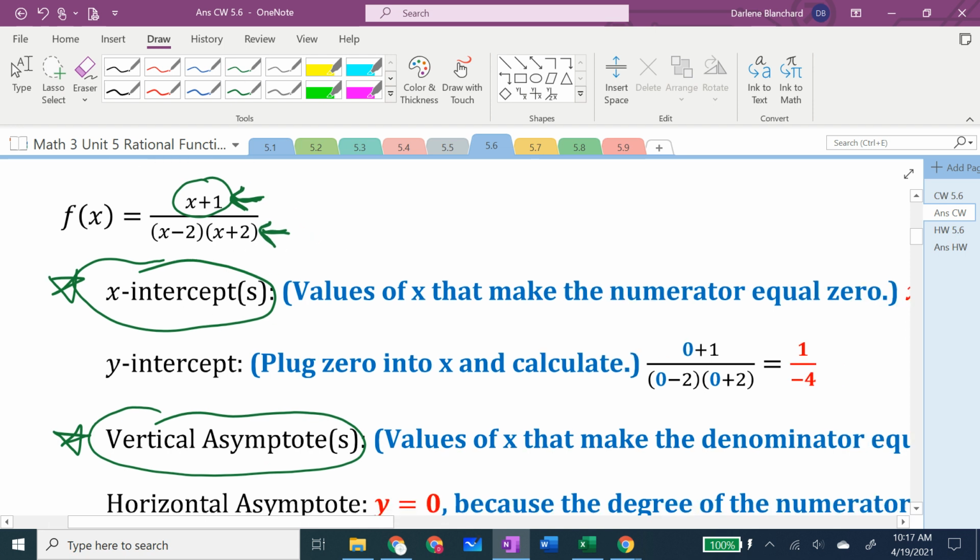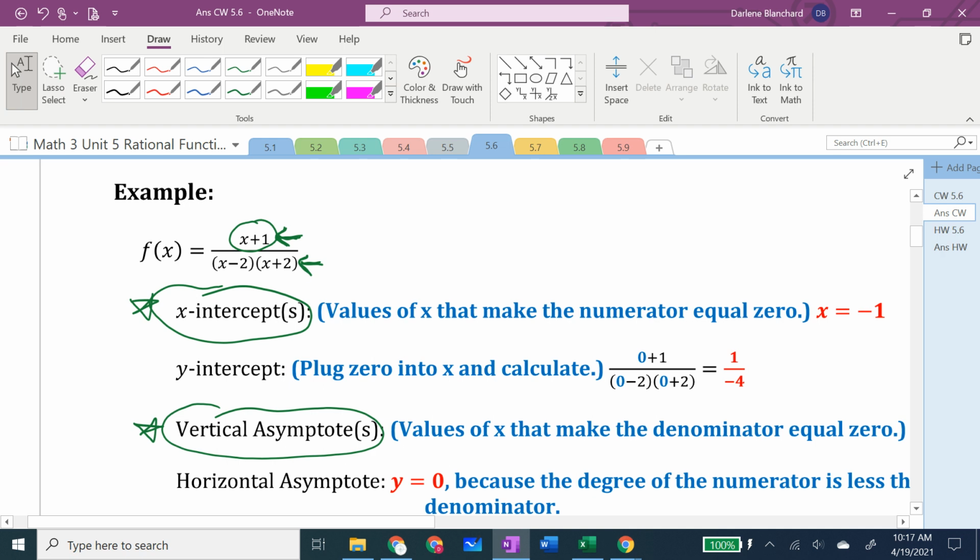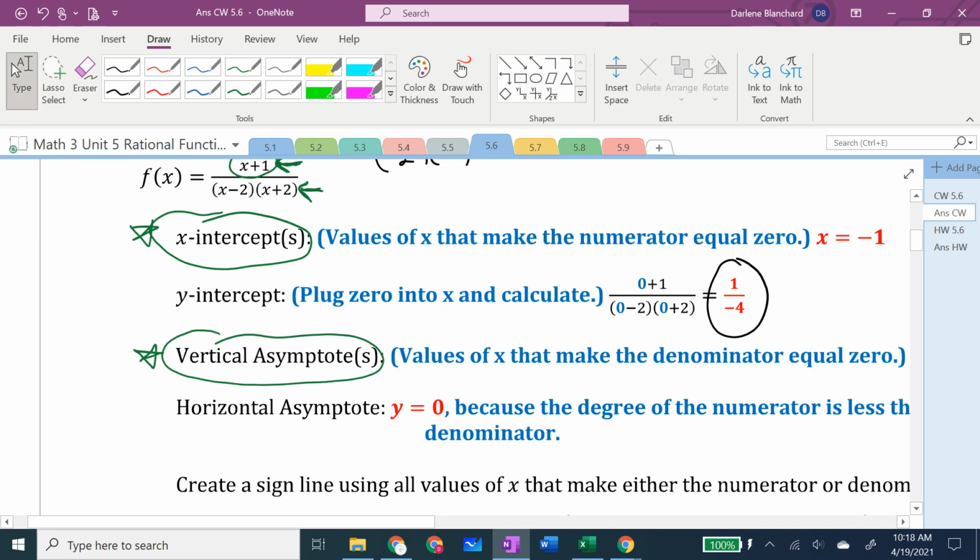The y-intercept is found differently. You will just take x equals 0, plug it in, 0 plus 1, 0 minus 2, 0 plus 2, and then you get an answer. The horizontal asymptotes on all these problems are going to be 0, because I'm only giving you problems where the numerator polynomial is less degree than the denominator polynomial.